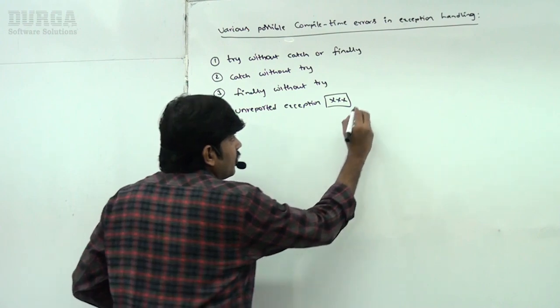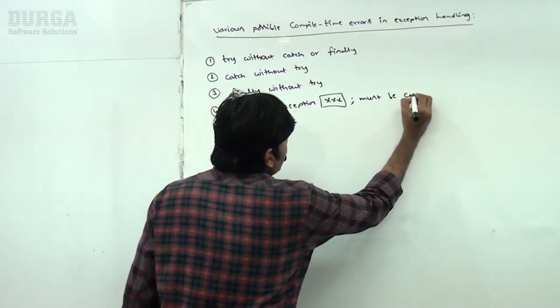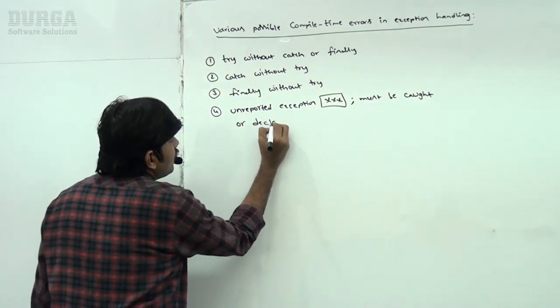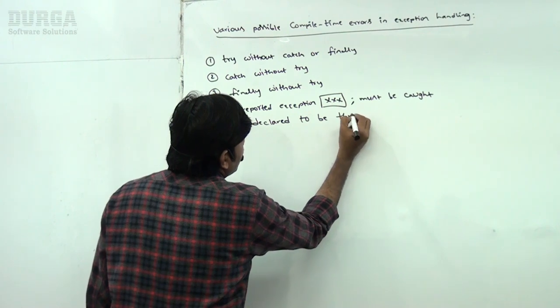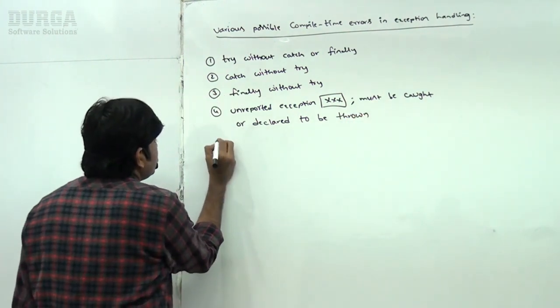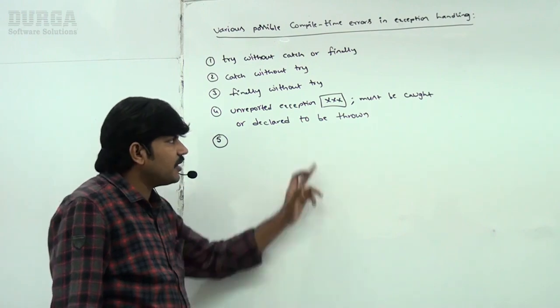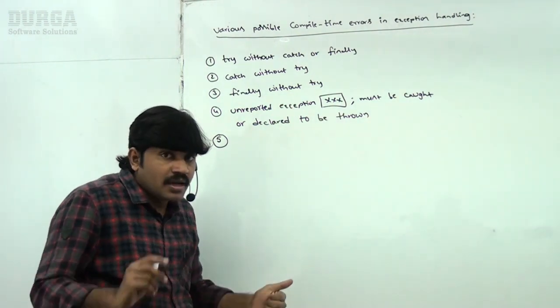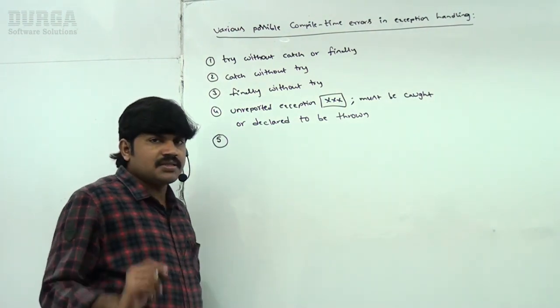Unreported exception, okay, must be caught or declared to be thrown. Are you getting? Must be caught or declared to be thrown. This is the compile time error by default you are going to get, sir. Unreported exception XXX must be caught or declared to be thrown. Like this compile time error we will get. Clear, right? Okay, sir, this is next.